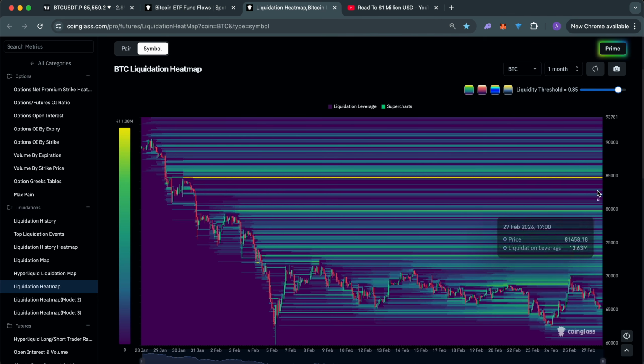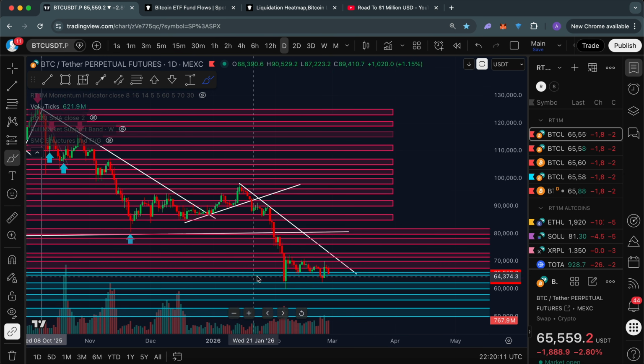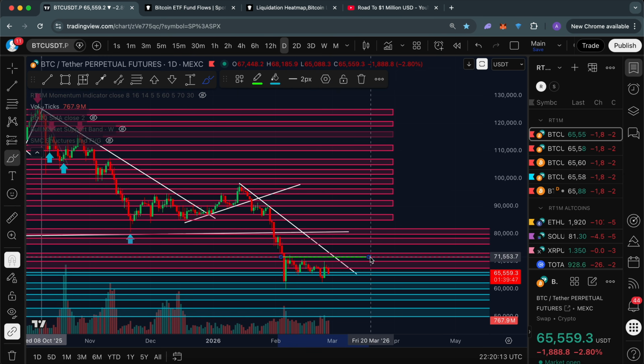And zooming out even further to this 1 month time frame, here you can see that we have massive liquidity at around 85K. But as I keep telling you guys over and over again, you need to see some kind of break above these highs at 71.5K. Or perhaps we could also start to look for some kind of break of this descending trend line on the 1 day time frame before it makes sense for us to start looking at liquidity at 80K, 85K, etc.